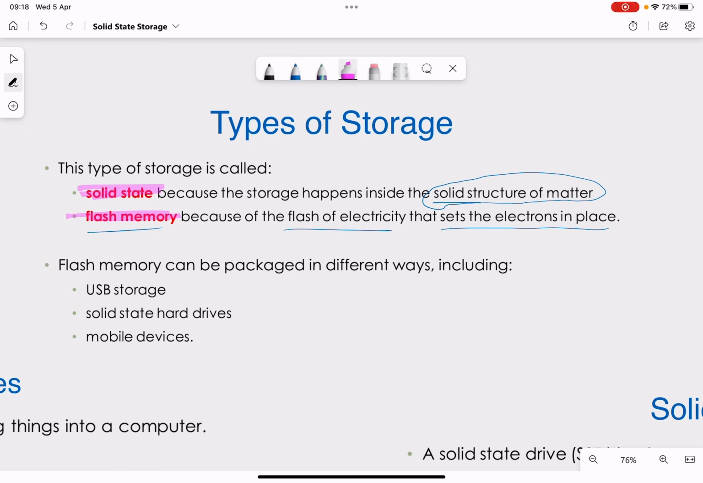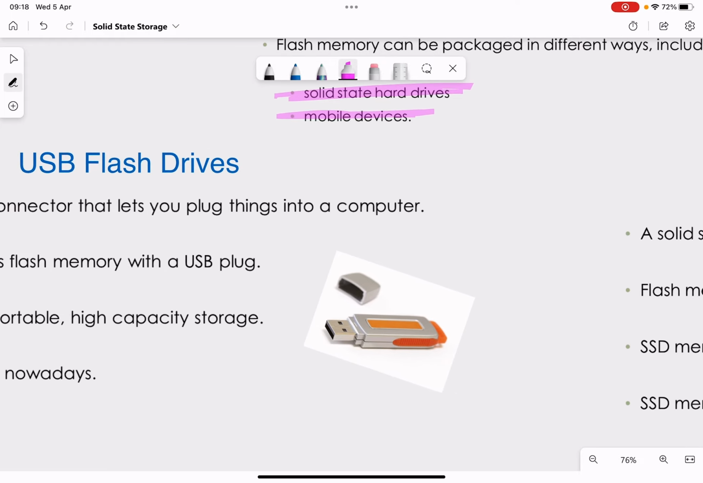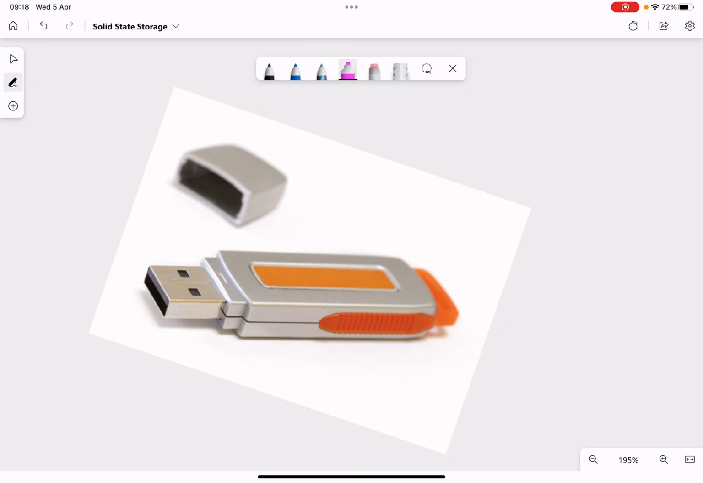Now, the devices we need to know about are USB storage, solid-state drives, and mobile devices. So let's have a look at USBs first. They look like that. They take on many shapes and sizes, lots of different capacities, but they all look like this. So I want to draw your attention to this piece here. This piece here is the USB technology.